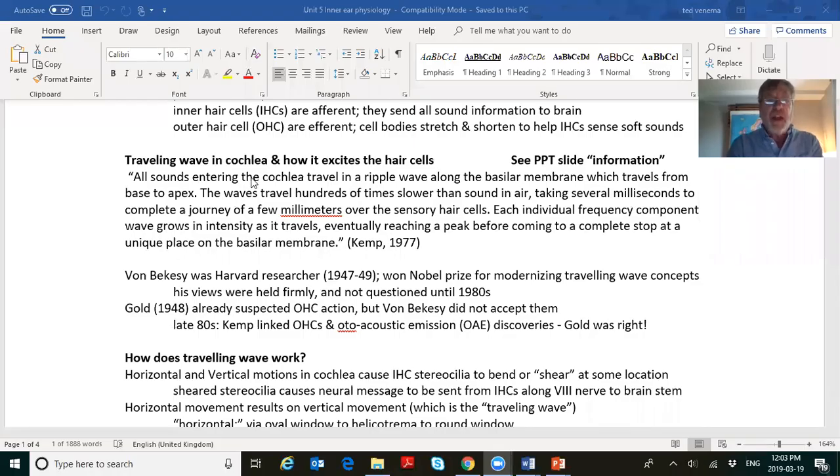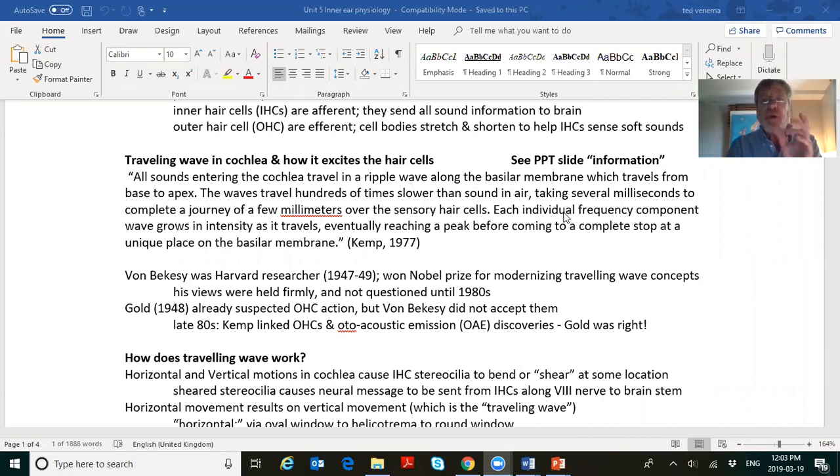All righty. All sounds activating the cochlea travel in a ripple wave along the basilar membrane. So say all sounds activating the cochlea create a wave that ripples along the basilar membrane from the base to the apex. The waves go very much slower than sound does in air, taking a few milliseconds to complete a journey of a few millimeters over the sensory hair cells.